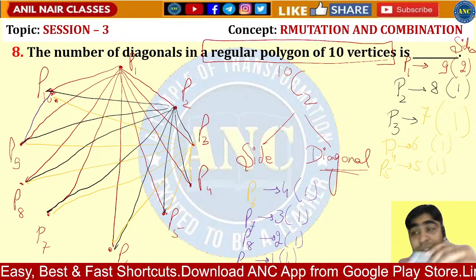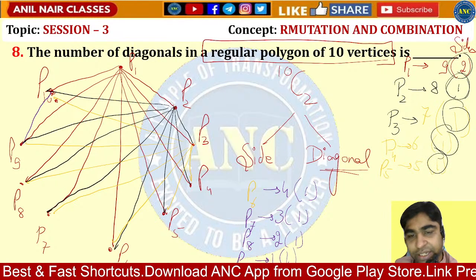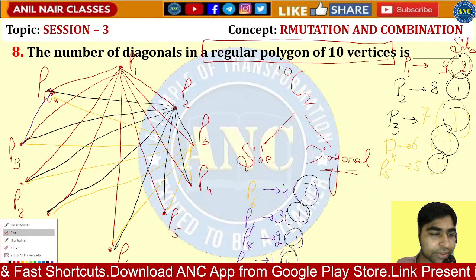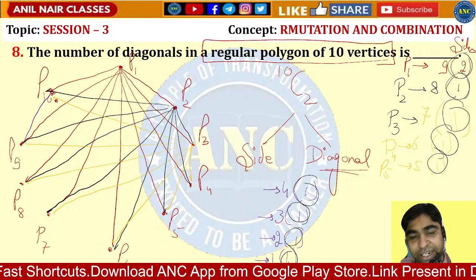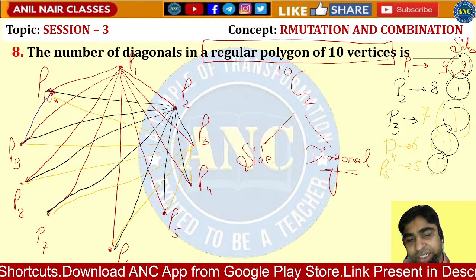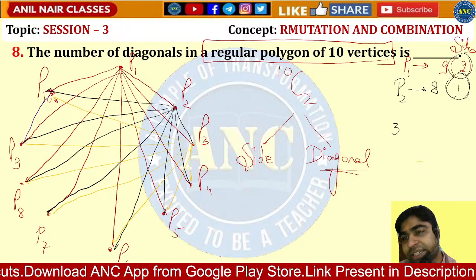So, how many of them are sides? 2, 3, 4, 5, 6, 7, 8, 9, and 10. Right? So, if I would have said directly also, you would have understood. Because in a 10-sided polygon, how many of them are sides? 10 of them are sides.